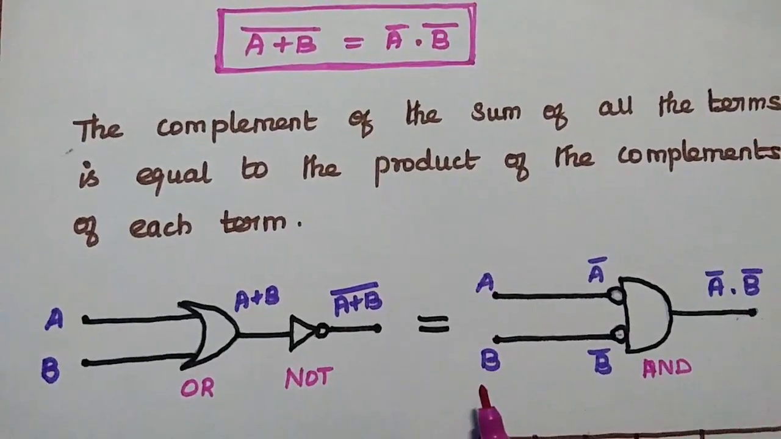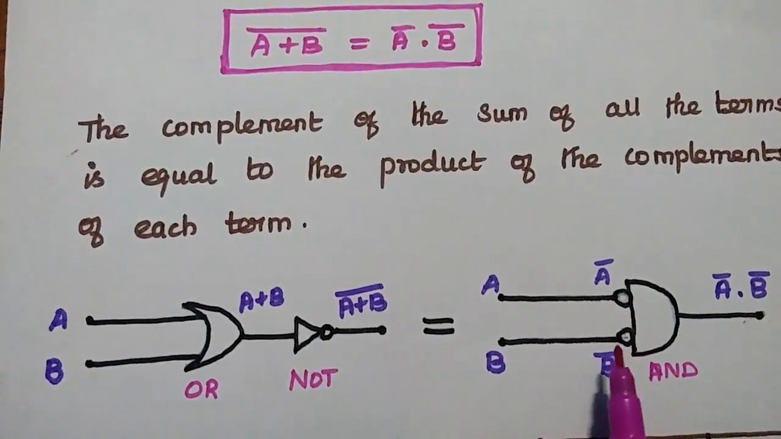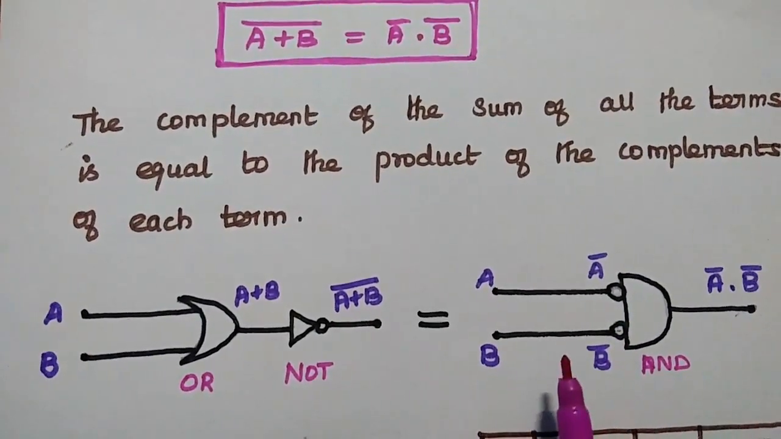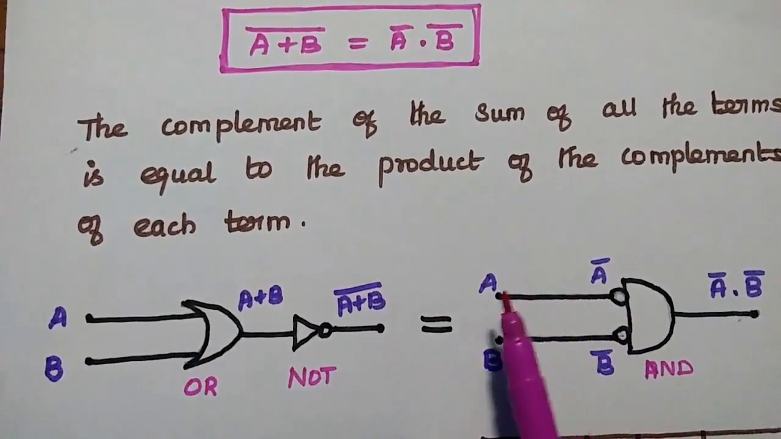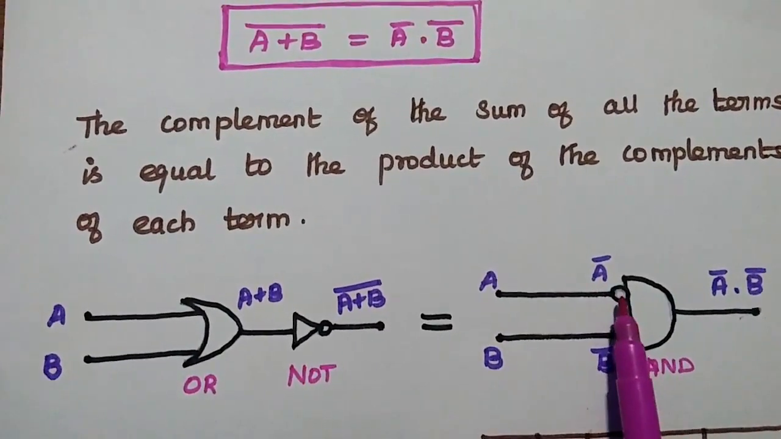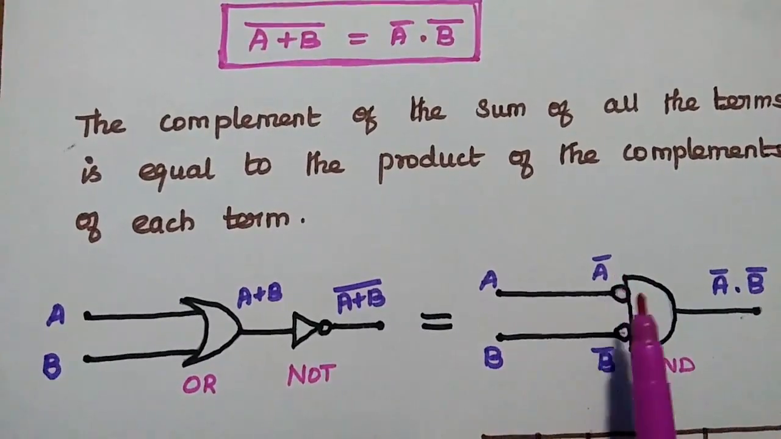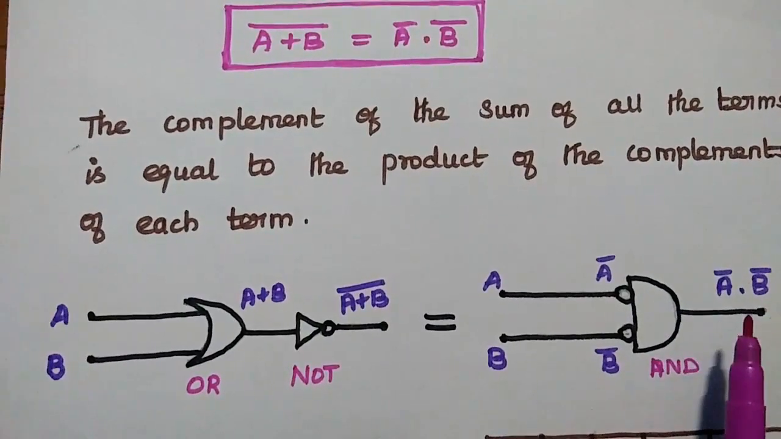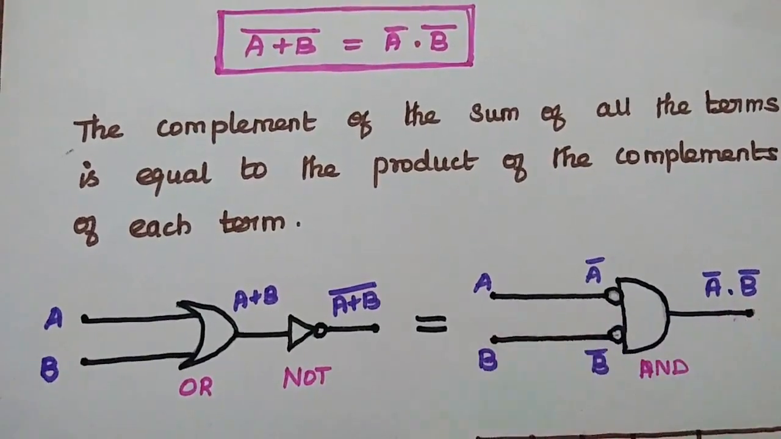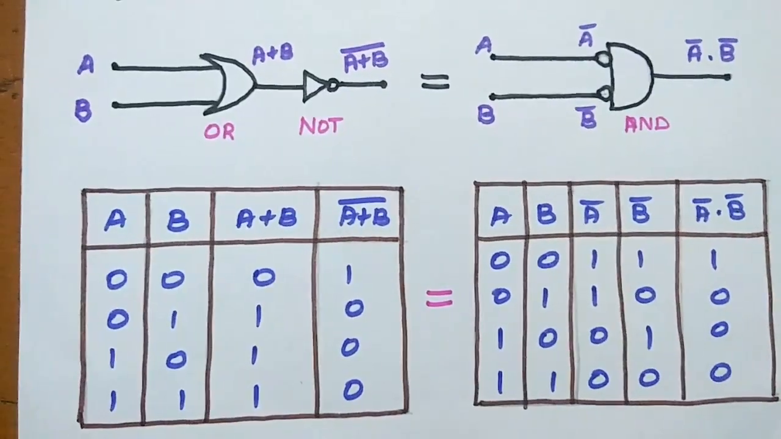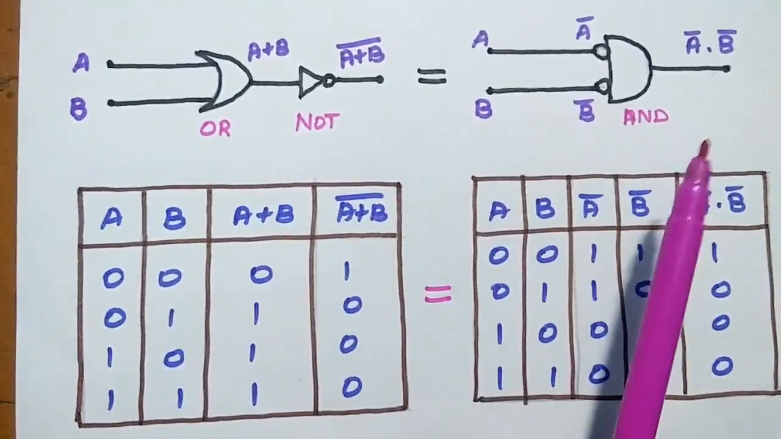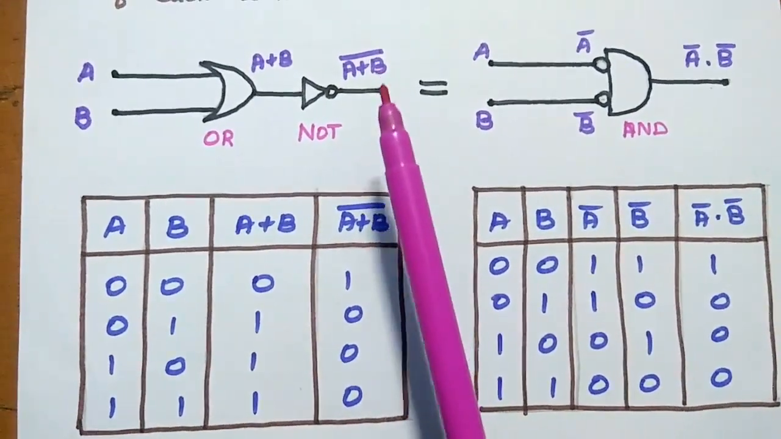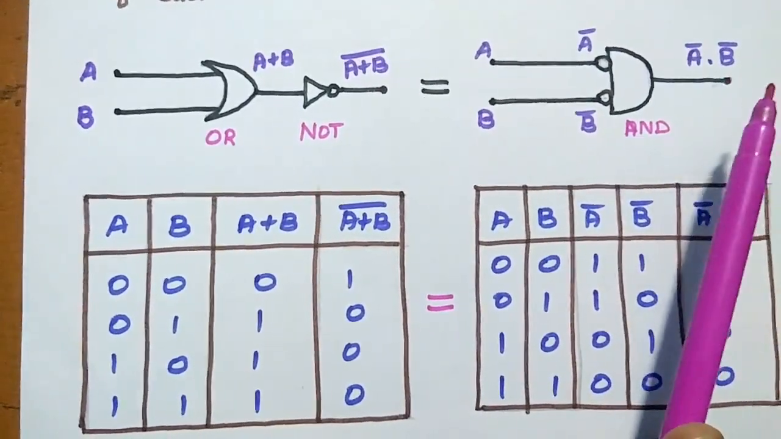Inputs are A and B. Here this bubble symbol represents the inverting operation, that is, the complement of the input A. So after this bubble, the value is A bar. Here it is B bar. This is the AND gate. It is going to give the result as A bar dot B bar. After this symbolic representation, we are going to prove this, that is, (A plus B) the whole bar is equal to A bar dot B bar.